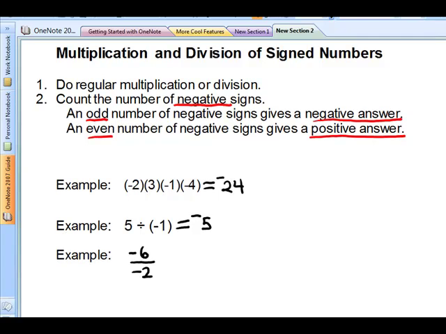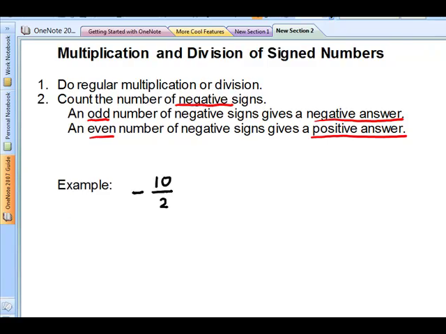We can also write a division problem in a vertical form. So go ahead and do regular division. 2 into 6 will go 3 times. Count the negatives. 2 negatives is an even number of negatives, so that gives you a positive answer.